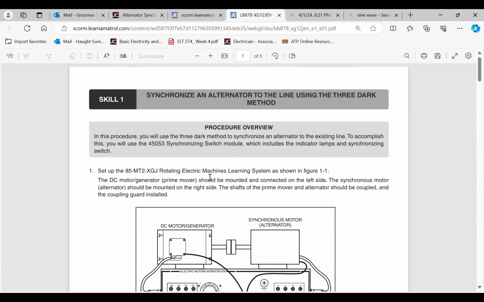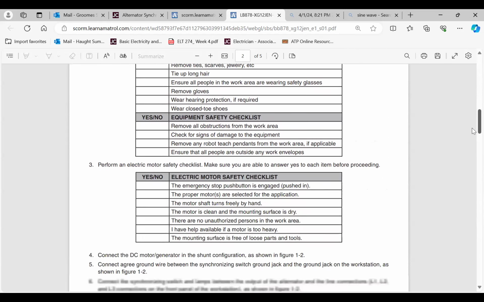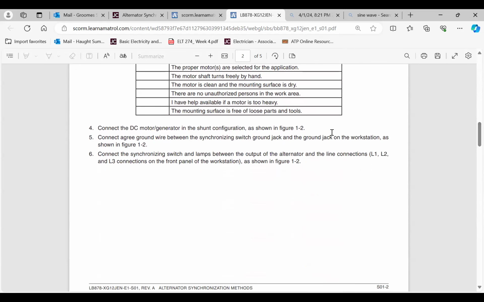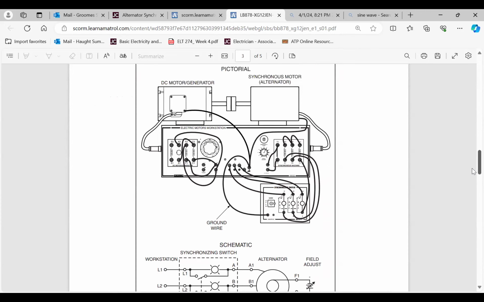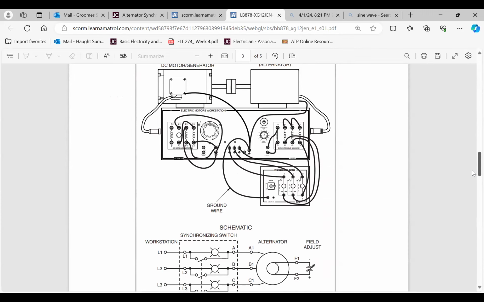And that's what the STEAM lab we have on campus is. I don't know exactly if we have this one, but you can see that it'll say how to set everything up. A lot of times in this manual it references figure 1-2, which is this figure. So it says to connect the motor, as I showed in figure 1-2, and to connect the switch and the lamps and the alternator as shown in 1-2. So this is the main reference you would use if you were doing the skill in person.